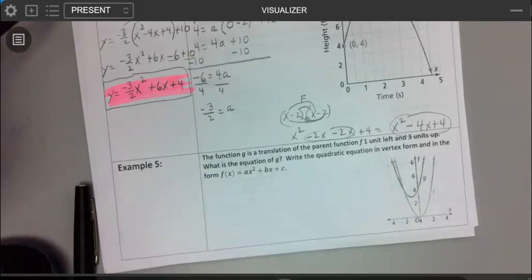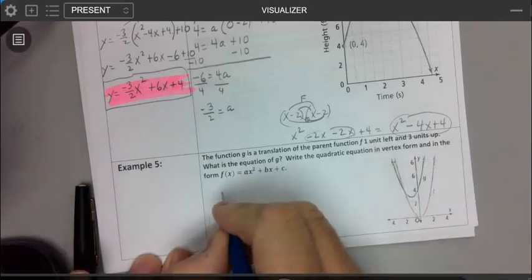Now, it says this, the function g is a translation of the parent function f, 1 unit left and 3 units up. What is the equation of g? Write the quadratic equation in function form in the form f of x equals ax squared plus bx plus c.